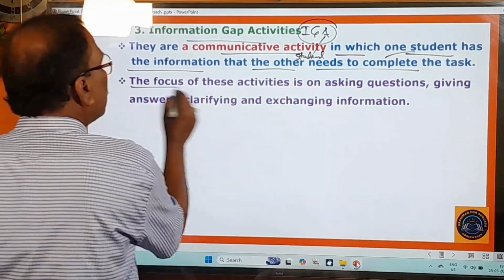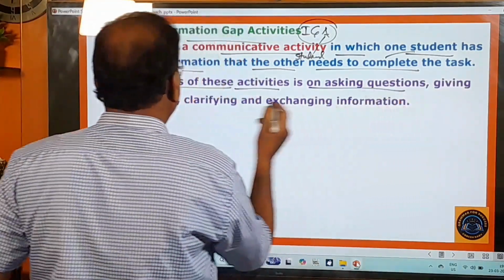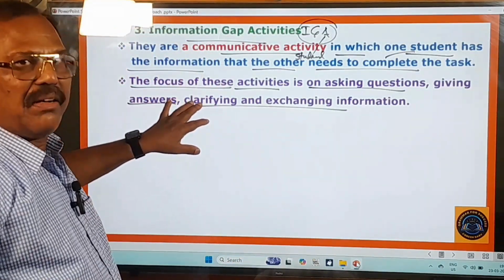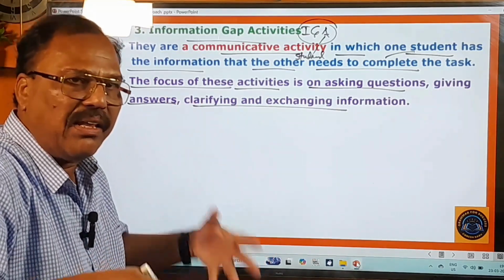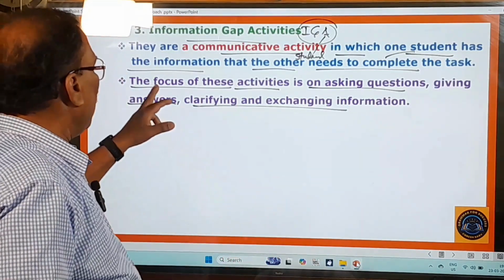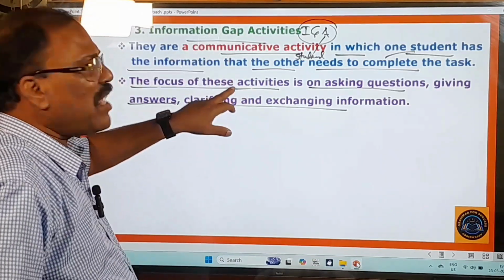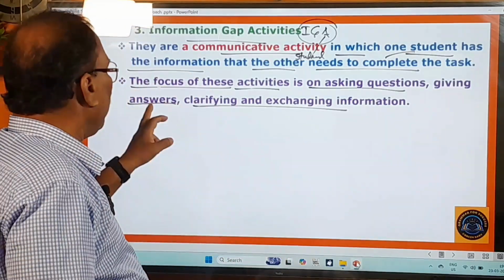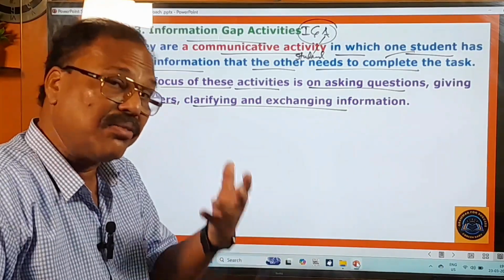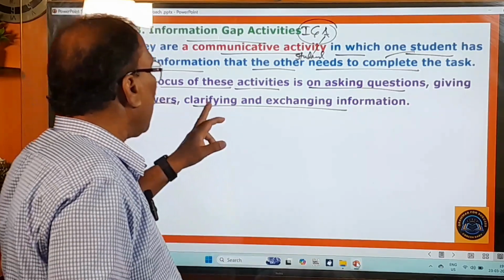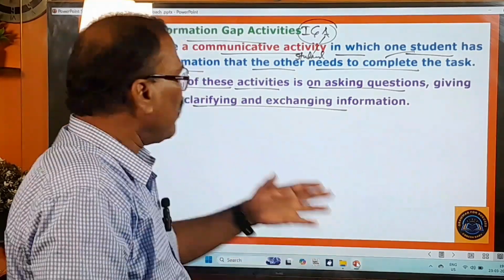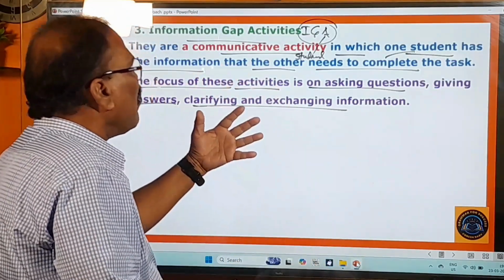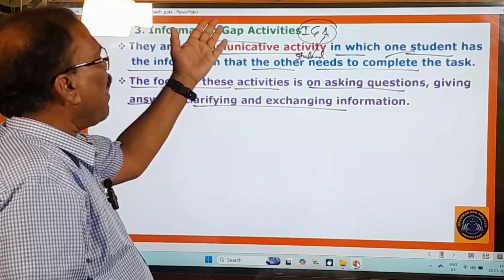And here the focus of these activities is on asking questions, giving answers, clarifying and exchanging information. The point is clearly written for your understanding sake. I need not explain anything. Here you see the focus of these activities. What is the main purpose of these activities? Asking questions. You should learn how to ask questions. That's the first point. Giving answers, how to give answers to the questions, that is also a very important aspect. And clarifying information and exchanging information. Clarifying means explaining the information. All these things you can learn through these information gap activities.